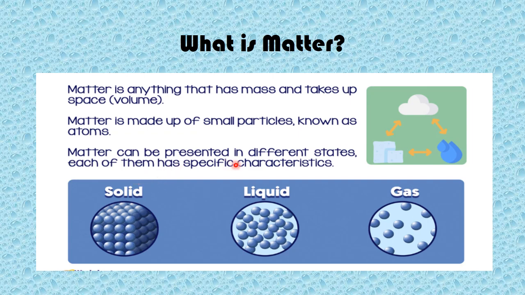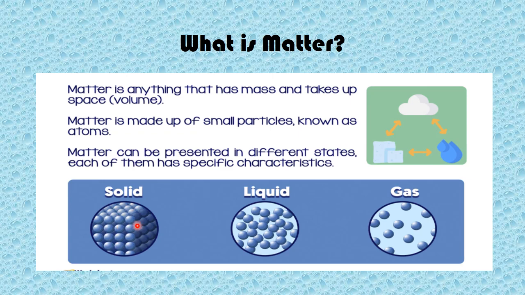Matter can be presented in different states. Each of them has specific characteristics, and these are the three states of matter. We have the solid, liquid and gaseous states of matter. Now you can see the arrangement of the particles that make up the three states of matter. This is the solid state.